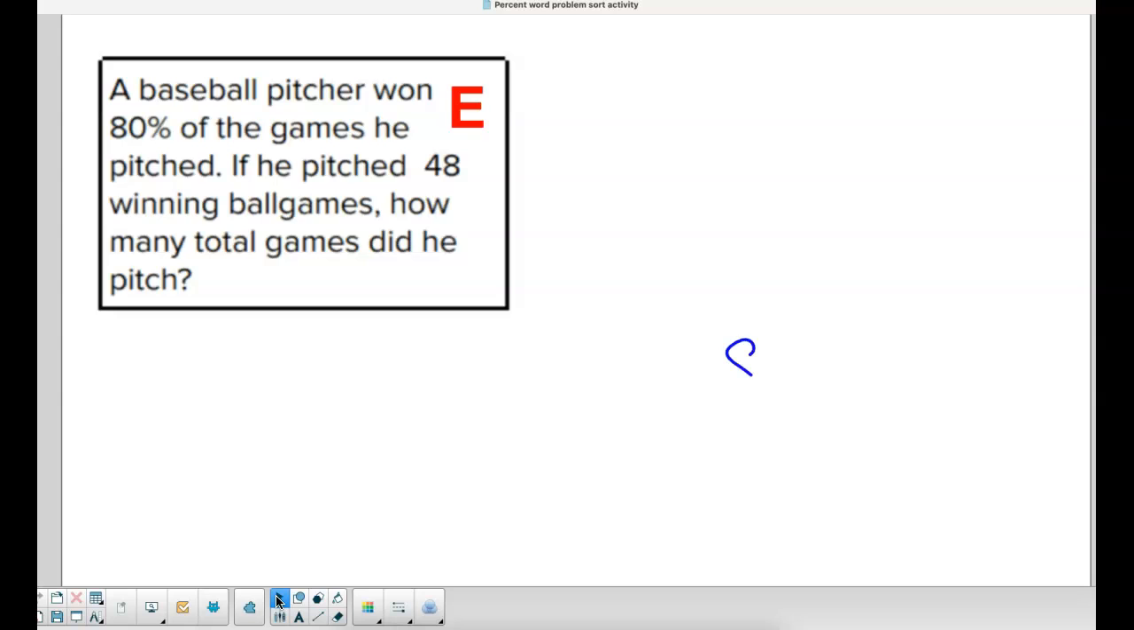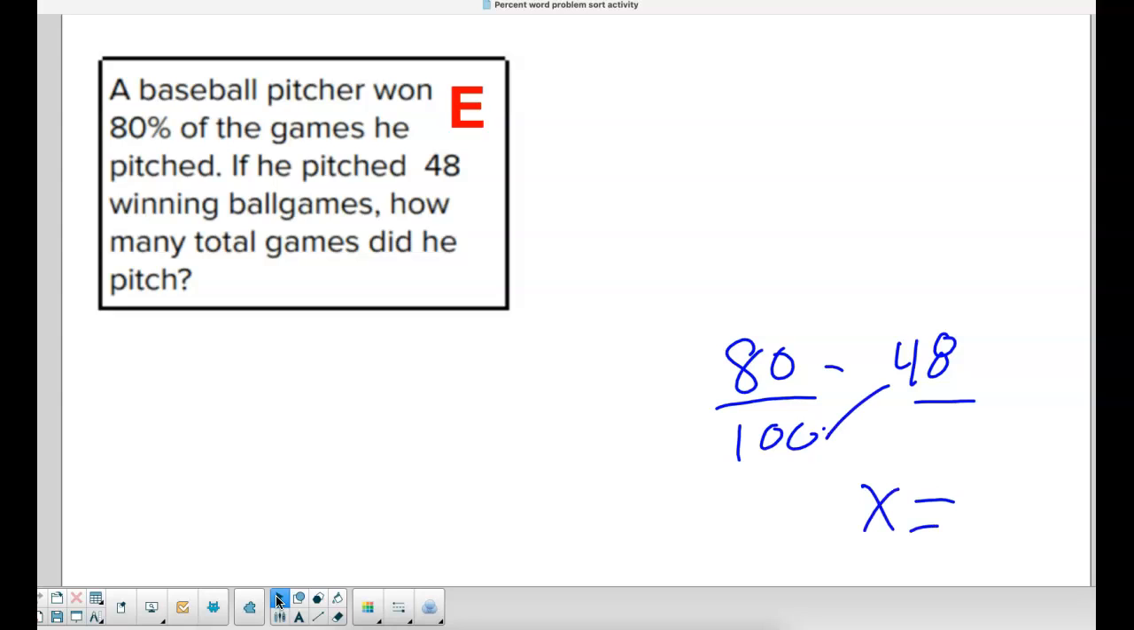So we get 80, because that's a percent. And then we do 48 on the top, and then we times that and then divide that. And then x equals 60. Perfect. So that means he pitched a total of 60 games.